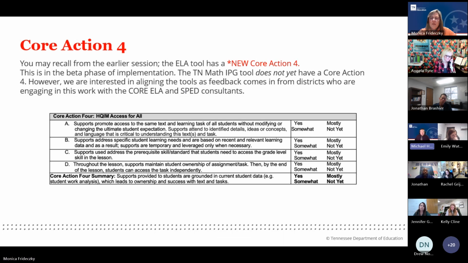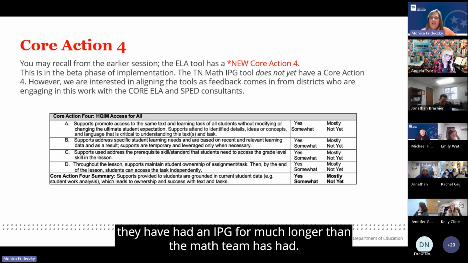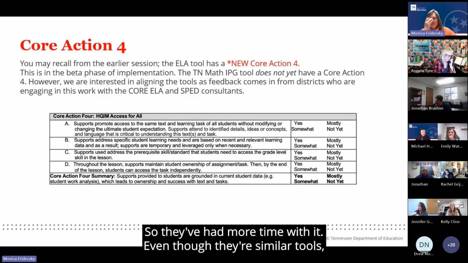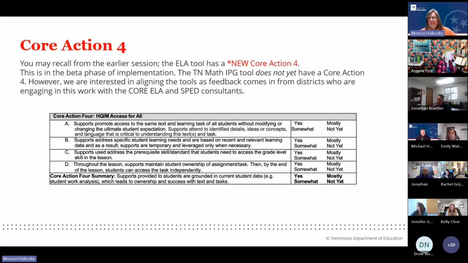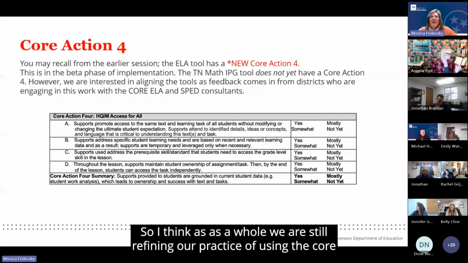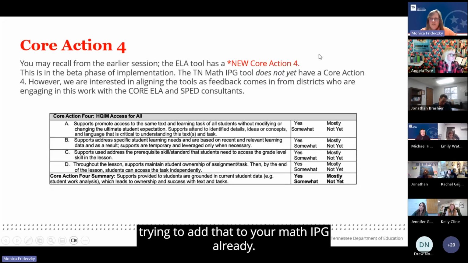So I think too, to speak more on that, Michael, the ELA team have had an IPG for much longer than the math team has had. So they've had more time with it. Even though they're similar tools, they're not the same, and it's completely different content. So as a whole, we are still refining our practice of using Core Actions 1, 2, and 3. So Core Action 4, kudos to you if you are trying to add that to your math IPG already.